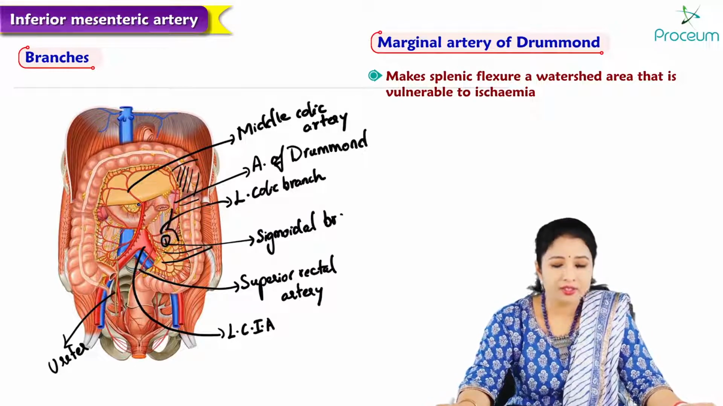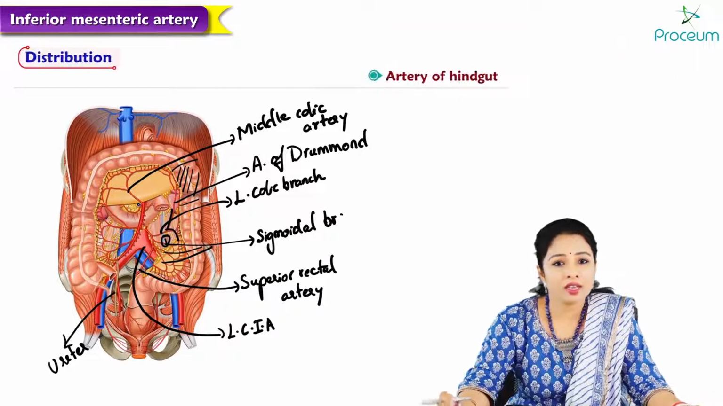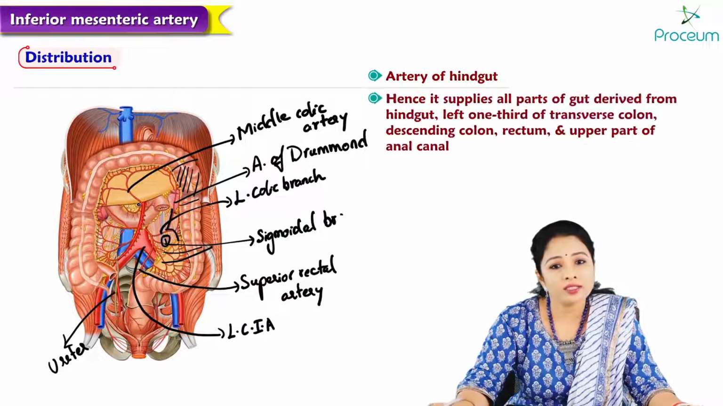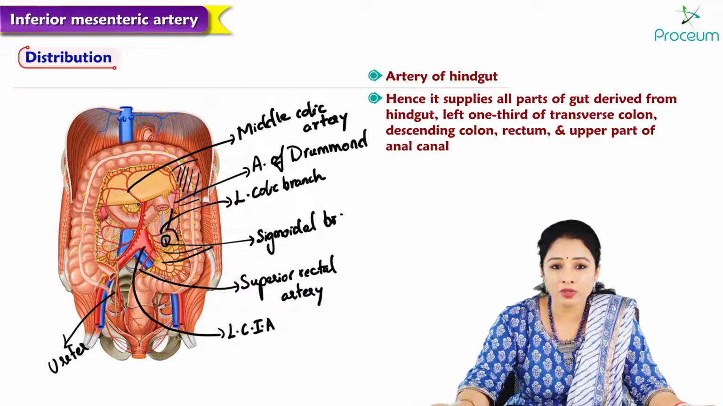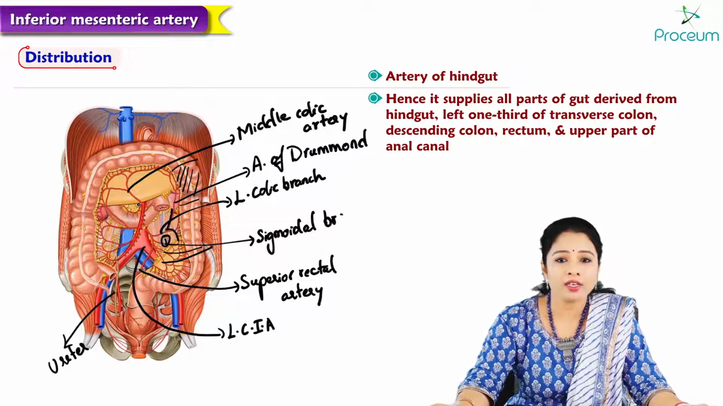Let's talk about the distribution. The inferior mesenteric artery is the artery of the hindgut. So hence it supplies all the parts of the gut derived from the hindgut. So it supplies the left one-third of the transverse colon, descending colon, rectum and upper part of the anal canal.